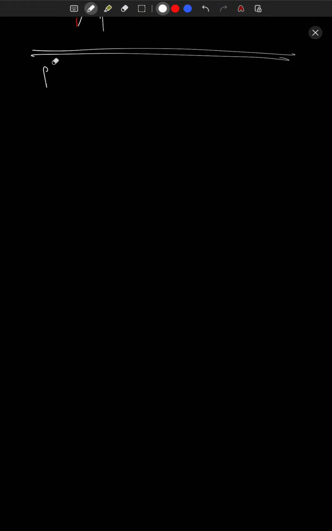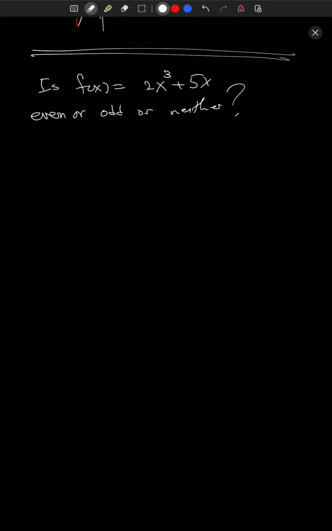So what about f of x equals, let's say, 2x cubed plus 5x, even or odd, or neither? So let's check odd. The relationship for odd is that f of x and f of negative x should be negatives of each other. So I should put a minus sign there. And we're checking, so let's put a question mark there.